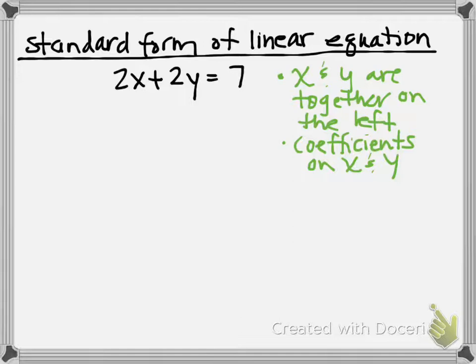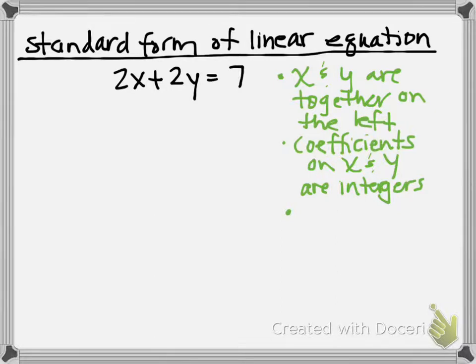Now, let's deal with the notion of they could be positive or negative. So what do we call numbers that are whole or positive or negative? Okay, I think I heard Spencer say it. What was it? Integers. Integers. So coefficients on x and y are integers. What kind of number do you notice the constant is?